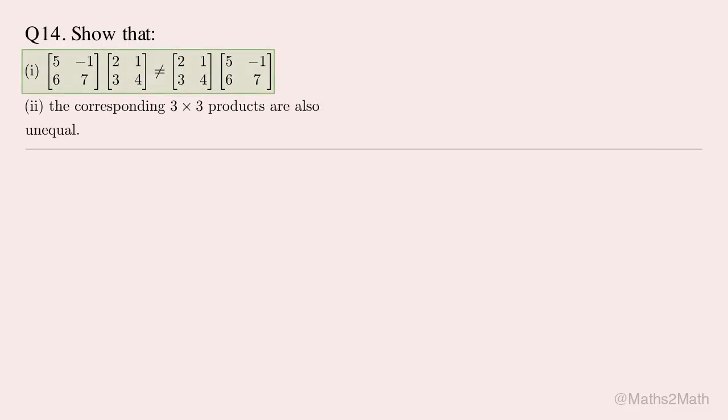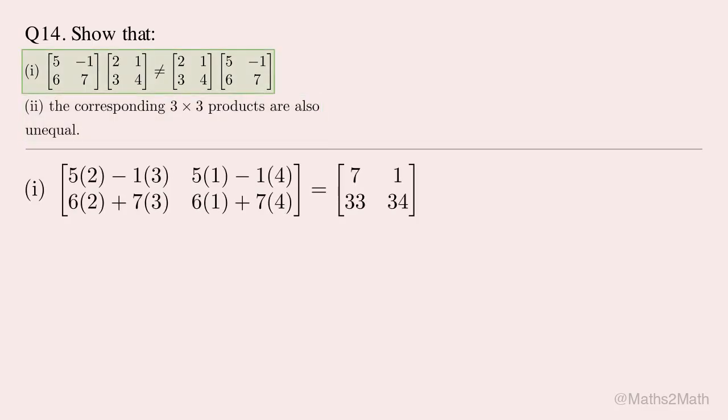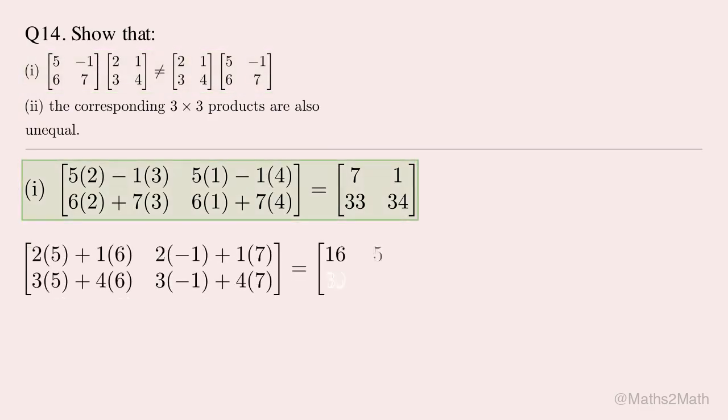Question 14. Concrete proof that matrix multiplication does not commute. We compute both orders and compare. We compute each product in both orders and show they differ. Part 1, first order. Each entry written as its row times column sum. The reversed order, every entry written, a different matrix, not equal.